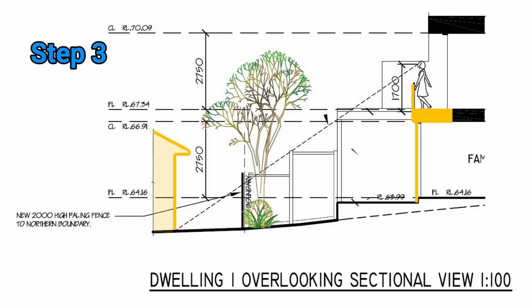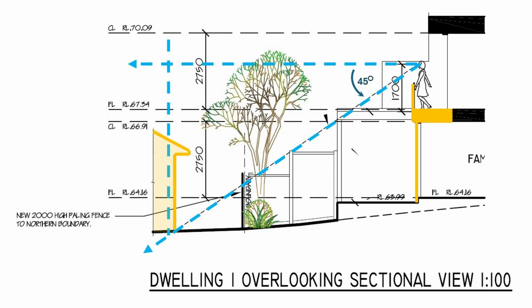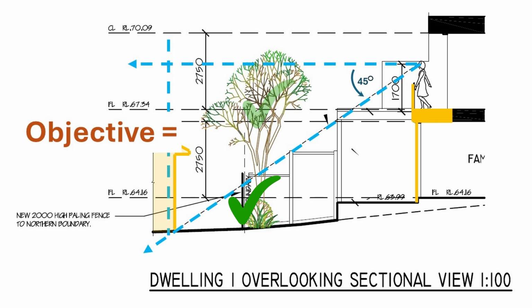Back to the cross-section, a horizontal line extends from the view at 1.7 meters above the surface of the balcony. A line at a 45-degree angle is drawn towards the ground, defining the viewing area. At this point, it can be considered that the overlooking objective has been met, as there are obstructions that limit the views into the secluded private open space and habitable room windows.